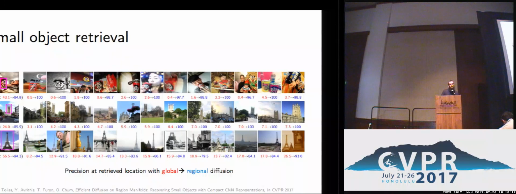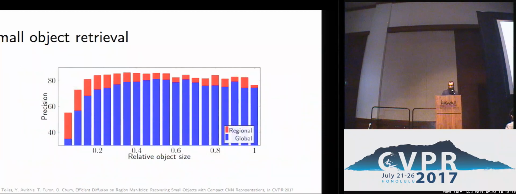We apply this on image retrieval, and we see that the regional diffusion significantly improves the case of small objects that were previously not retrieved well when they take only a small part of the image because of the use of global image descriptors. In particular, we measure the performance versus the relative object size and see significant improvements when the relative object size is quite small.